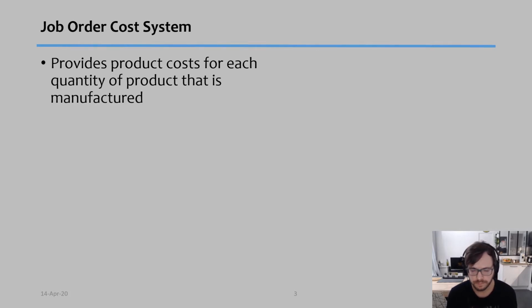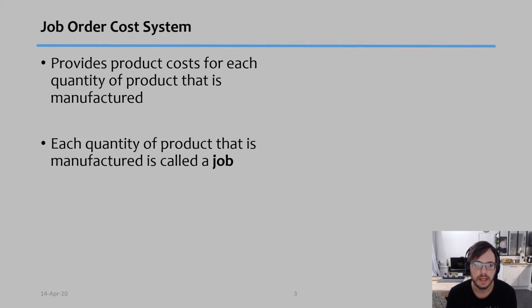First of all, this is a costing system used when you provide the product costs for each quantity of product that is manufactured. In other words, it will allow us to calculate the cost of a batch of products. Each quantity of product manufactured here, we're going to call it a job. So basically, we use this system when we have businesses that create batches of similar products, but between batches there might be differences, and therefore we call each one of these batches a job.